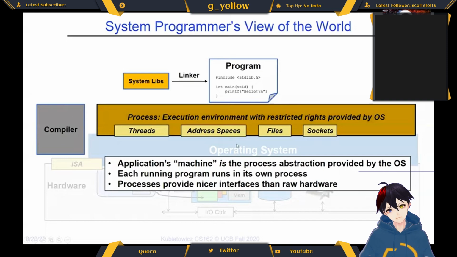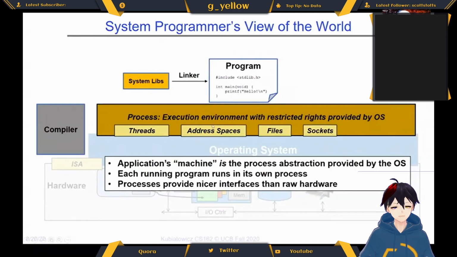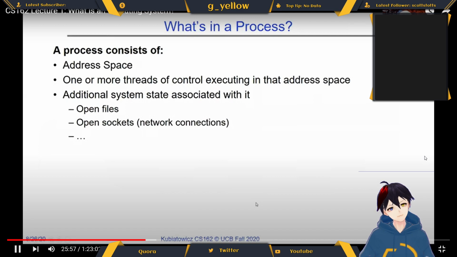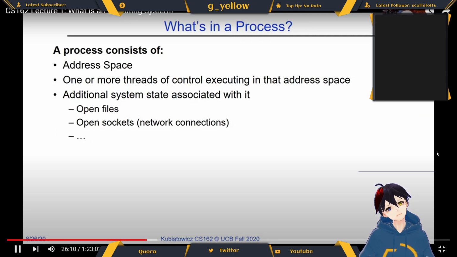So this is the programmer's view. So what's in a process? So remember, the process here is an environment, right? It gives you threads, address spaces, files, sockets. So a process, as I said, has an address space, which is a chunk of protected memory. It has one or more threads of control executing in that address space, and the system state associated with open files and sockets and so on. And so this is a completely isolated environment.